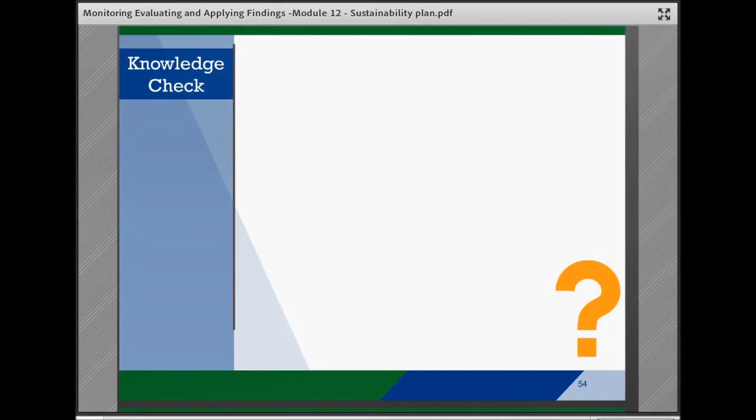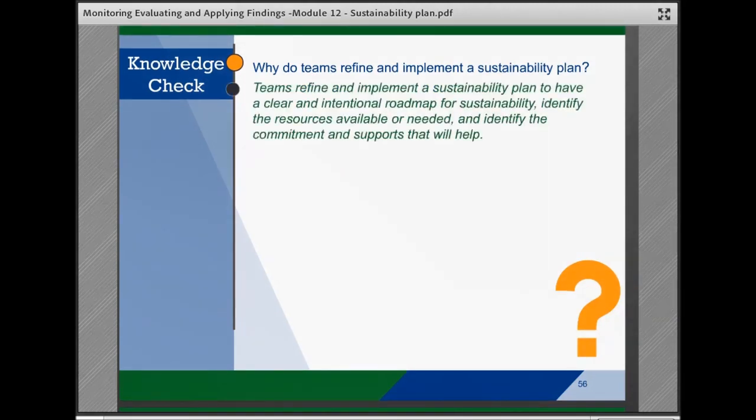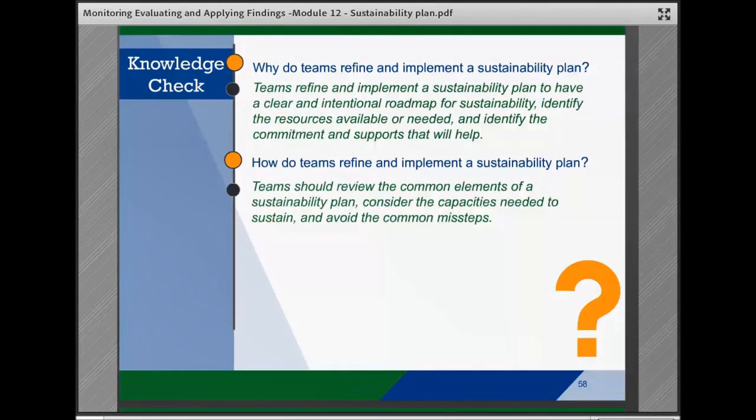Let's take a moment to check in on what you've learned about refining and implementing a sustainability plan. Why do teams refine and implement a sustainability plan? To have a clear and intentional roadmap for sustainability, identify the resources available or needed, and identify the commitment and supports that will help. How do teams refine and implement a sustainability plan? Teams should review the common elements of a sustainability plan, consider the capacities needed to sustain, and avoid the common missteps.